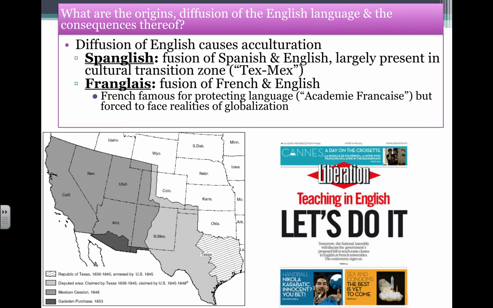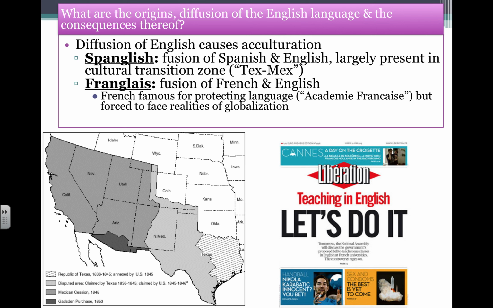Another example of the interactions and the cultural convergence is that as English diffuses, it continues to cause acculturation when people borrow components of this. So another example of the merger of languages and how they change over time. You can see these examples in phrases that are very informal, but Spanglish and Franglais. So Spanglish is that fusion of Spanish and English, which is largely present in the cultural transition zone down in the Southwest United States in the quote-unquote Tex-Mex region.